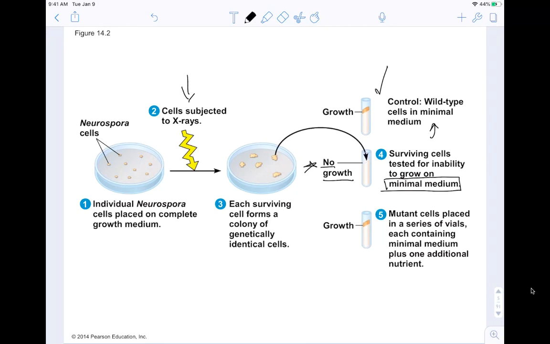So what they discovered is that they put these cells that have been subjected to the x-rays that don't grow on minimal media, they put them on minimal media that had one more ingredient.